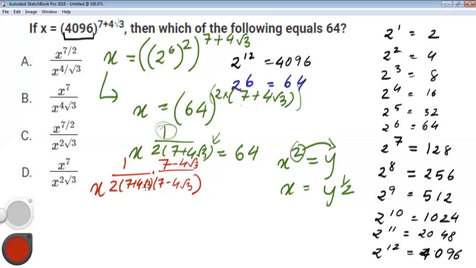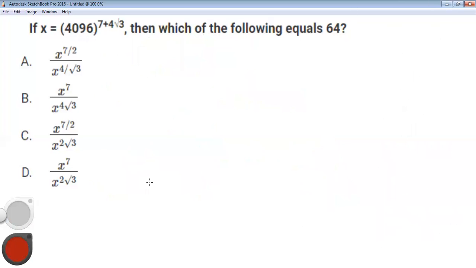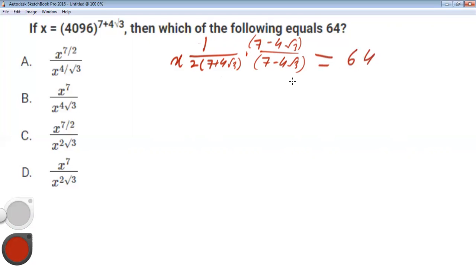So now 7 plus 4 root 3 and 7 minus 4 root 3, that is in a square minus b square form, right? Since it is in a square minus b square form, we can simplify it further. Now see, all this understanding is clear. So I'm just clearing it off. Let's just take it from here. So x power 1 by 2 times of 7 plus 4 root 3 into 7 minus 4 root 3 by 7 minus 4 root 3. I can write it like this, right? So this was equals to 64, right?